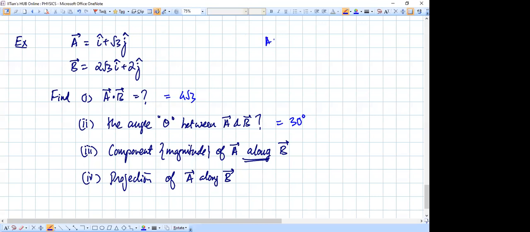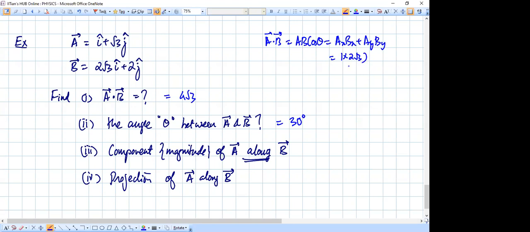Okay, so let's start with this. The first thing, A dot B, which is by definition AB cos theta, but also in component form it is AX BX plus AY BY. It's only two dimensional, so AZ BZ are both 0. So it's 1 into 2 root 3 plus root 3 into 2. So that's how it becomes 4 root 3.